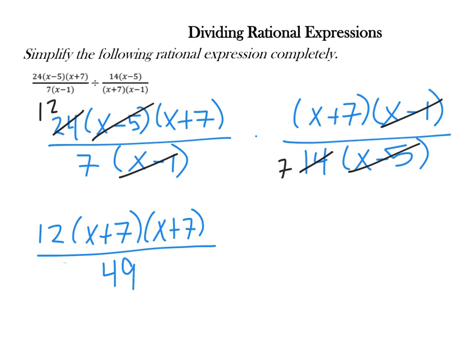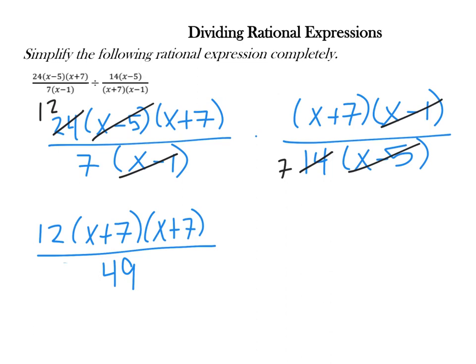Now, this is actually going to be my solution. There's nothing to simplify anymore. The 12 and the 49 have nothing in common, and there's nothing that I can divide numerator and denominator to cancel each other out anymore. We are done. This is it.